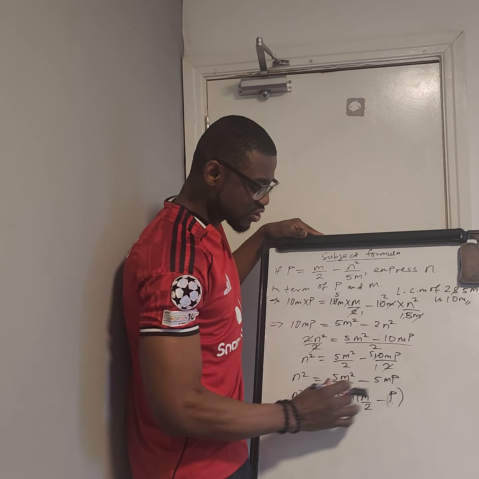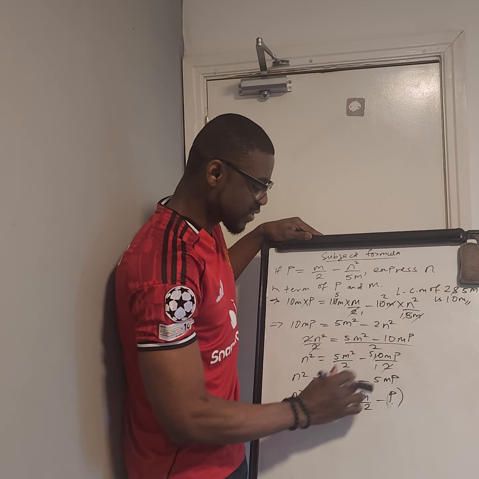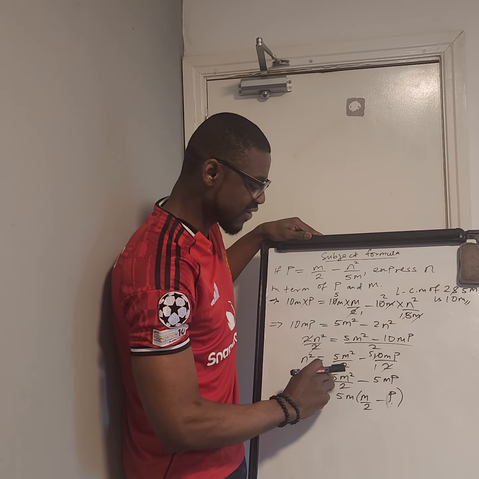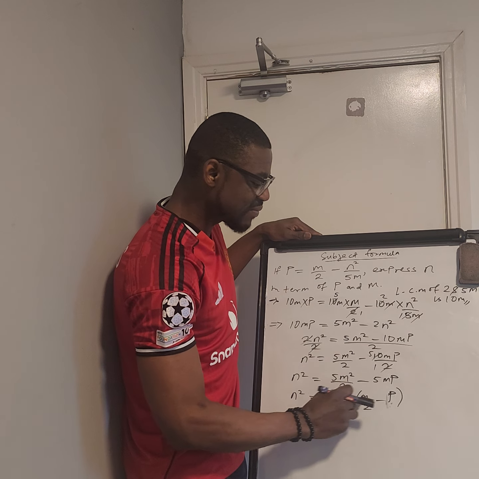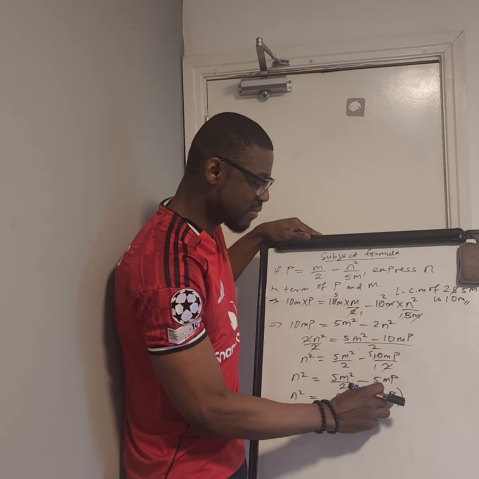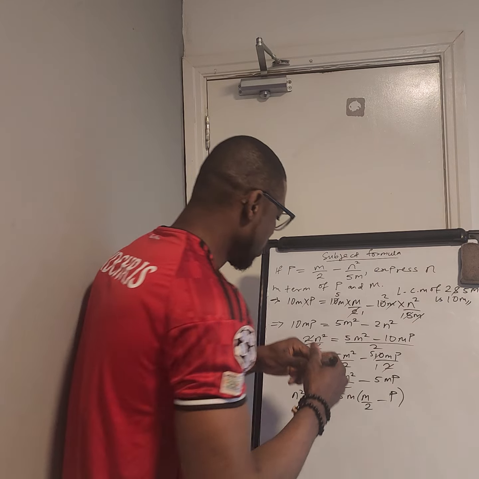I only brought out what is common between this and this. If you open up this bracket, we're going to give back this expression. For instance, 5m times m all over 2 will give us 5m squared all over 2. 5m times minus P will give us minus 5mP. So there is no magic, nothing new. I only brought out what is common.